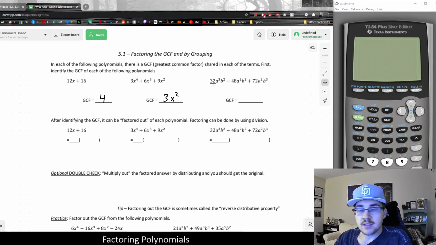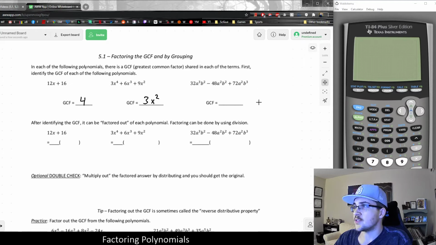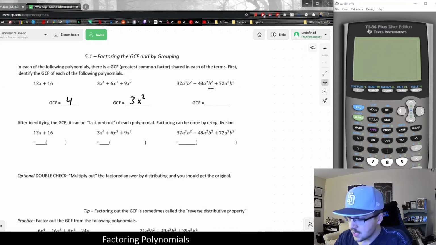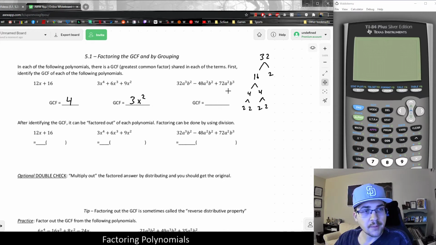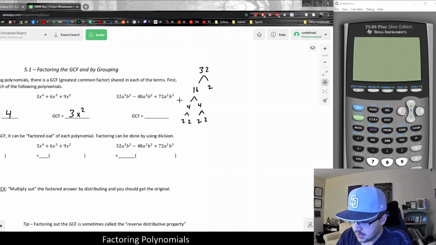From the numbers, we've got 32, 48, and 72. And if you're not great with finding common factors, in a more difficult case, another technique you could resort to is actually finding the prime factorization of each of the numbers individually by making a factor tree. So for example, we've got 32, which would factor as 16 times 2, which would be 4 times 4, or 2 times 2 times 2 times 2, or 2 to the 5th power. And we could do that same process for the rest of the coefficients.